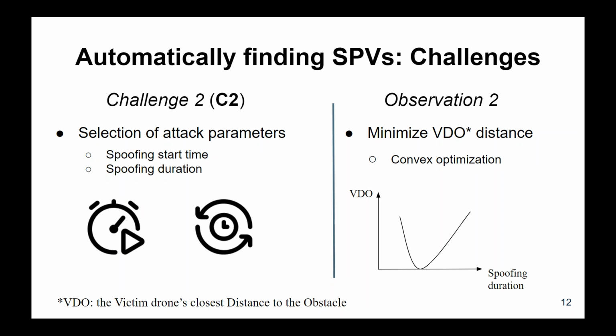For example, when the GPS spoofing duration is short, the victim drone passes the obstacle from the left. If the GPS spoofing duration is too long, the victim drone might overshoot and pass the obstacle from the right. Therefore, only a certain amount of GPS spoofing duration could cause the drone to collide with the obstacle. And this is a convex optimization problem, where we want to find the GPS spoofing time that results in the minimal VDO.